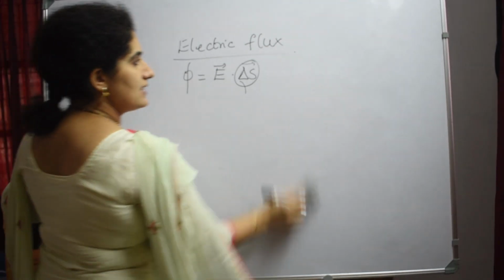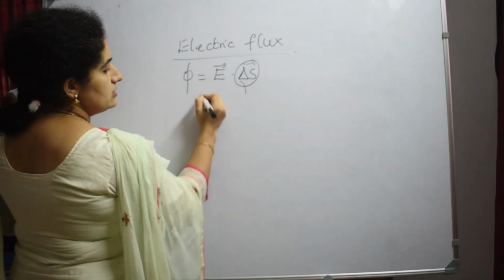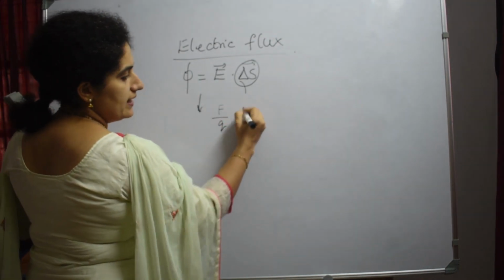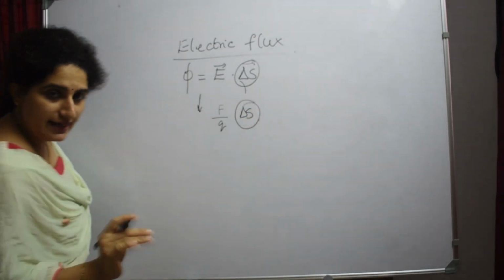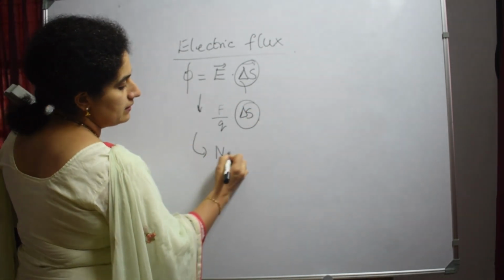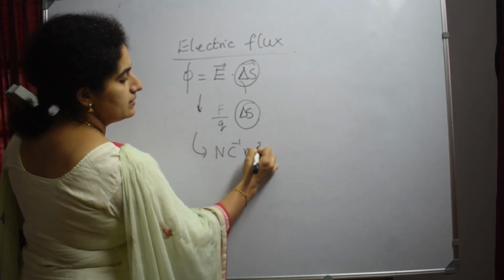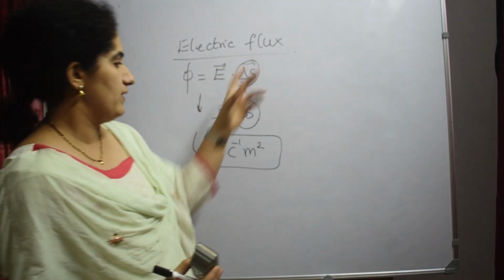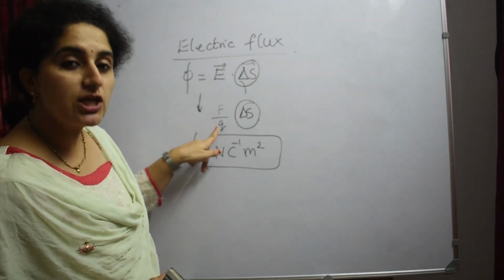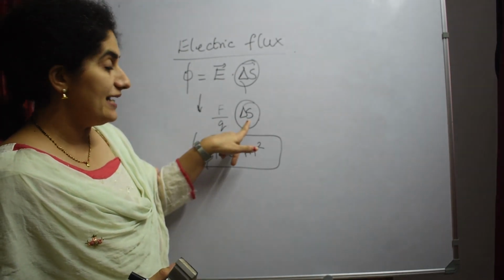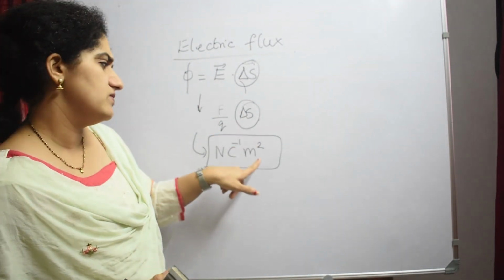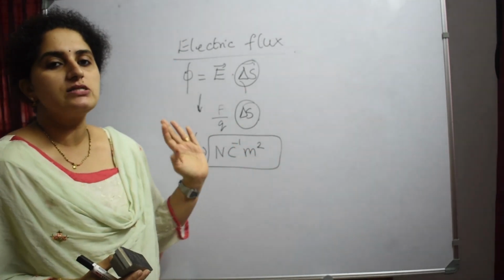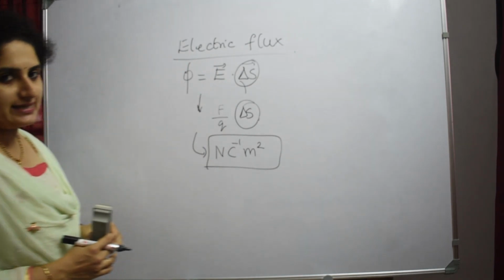Now what will be the SI unit of electric flux? Can you just think? How can I write E? E is F by Q, correct, into delta S. Delta S is nothing but area. So it is Newton per coulomb meter square. This is very important. This is the SI unit of electric flux. Force is in Newton, divided by Q, that is per coulomb. Delta S is area, which we usually represent as meter square. So Newton per coulomb meter square is the SI unit of electric flux.